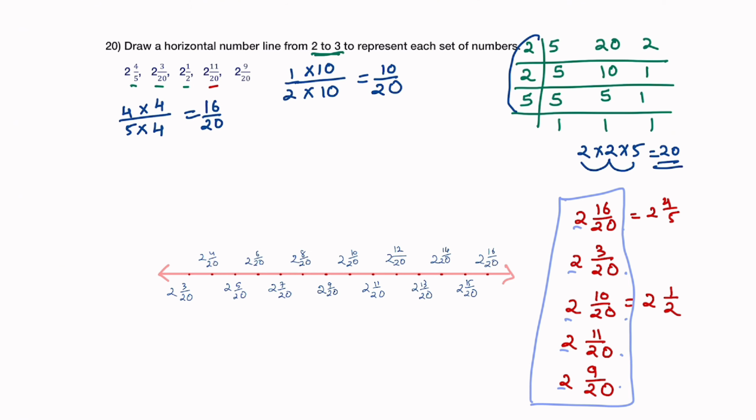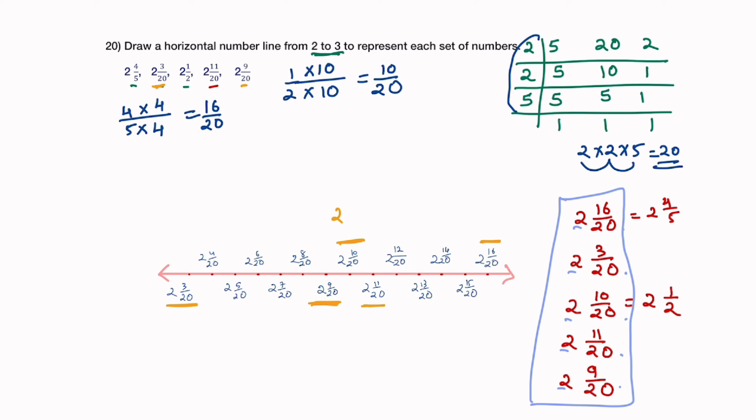So we have 2, which is here. Okay. Then we have 3 upon 20. So that's here. Then we have 10 upon 20. Then we have 11 upon 20 and 9 upon 20. Okay, so now the first one, 3 upon 20 is already in this format, right? So I'll just leave it as it is. Then 9 upon 20 also in the same format. Then 10 upon 20 was this.